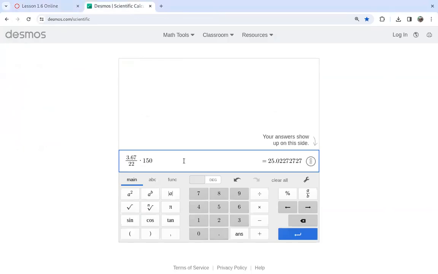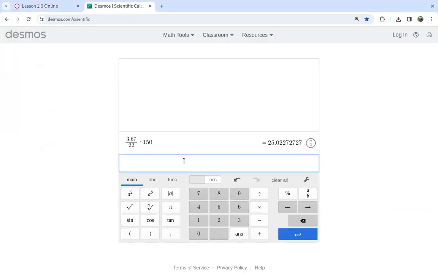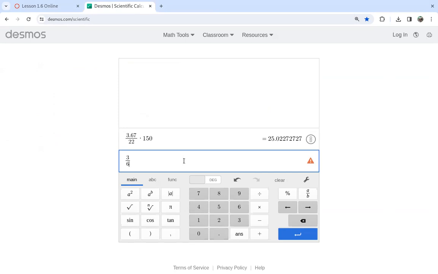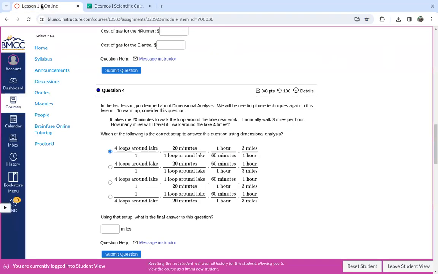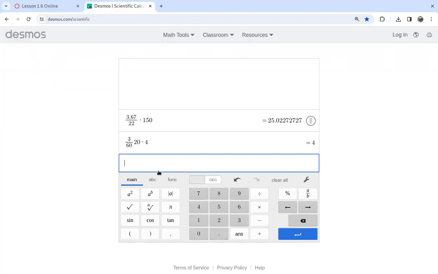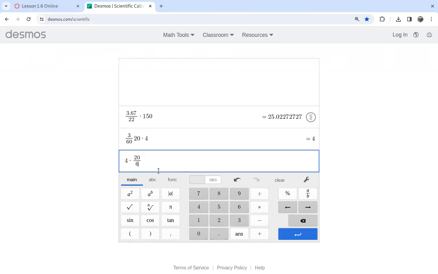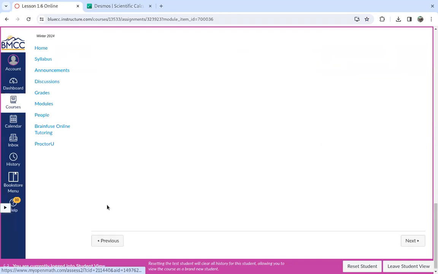So I'll do it both ways just to be sure. I had 3 miles per hour divided by 1 hour per 60 minutes times 20 minutes per loop. And then that's going to be times 4. So it should be 4 miles. They had it the other way. So they had 420 divided by 63. So 4 times 20 divided by 60 times 3. I'm going to get the same answer either way. All right, moving on.